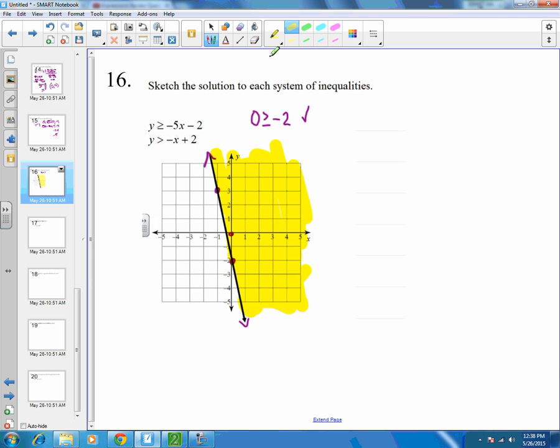All right, and then I'm going to go ahead and graph my second line. So y is greater than -x plus 2. This one is going to be dotted because there's no equal to underneath. I'm going to start at 2. And my slope is -1, so that means I'm going to go down 1 to the right 1. And I'm going to make a dotted line.